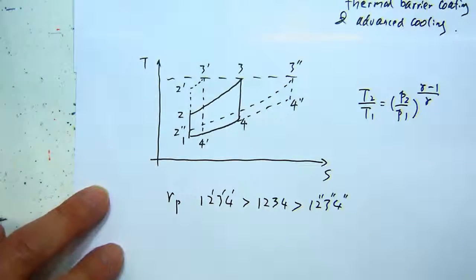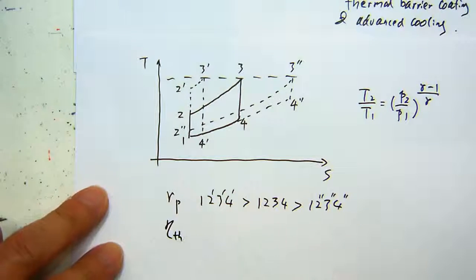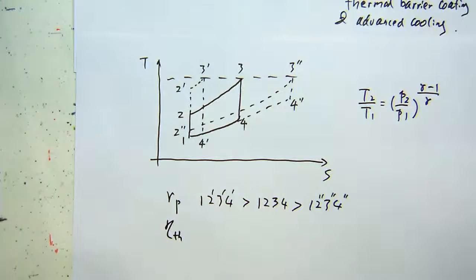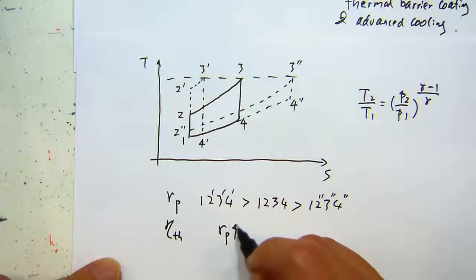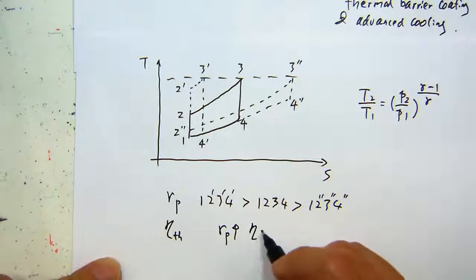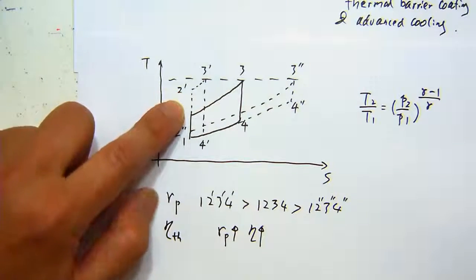And which case has the highest efficiency? If we're looking at this, at least the two ways you can tell which is more efficient. Yep, higher pressure ratio, higher efficiency. And can you tell from the TS diagram?